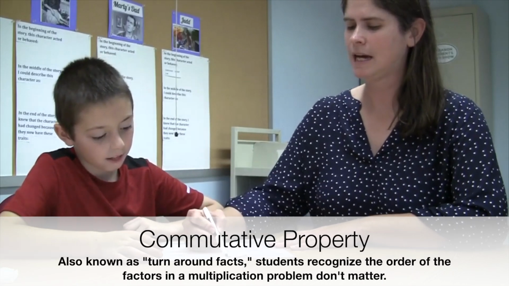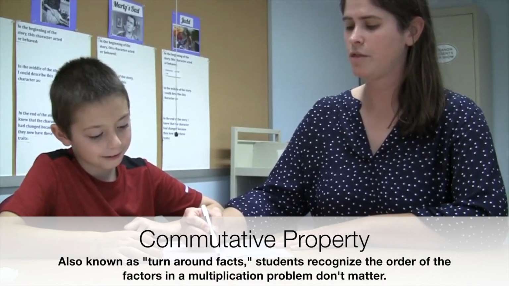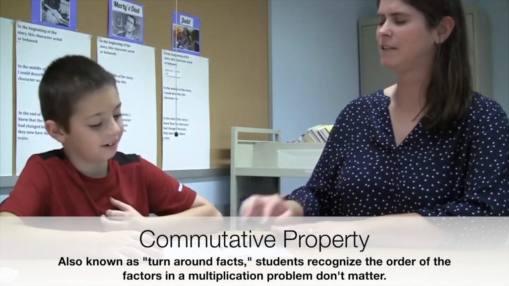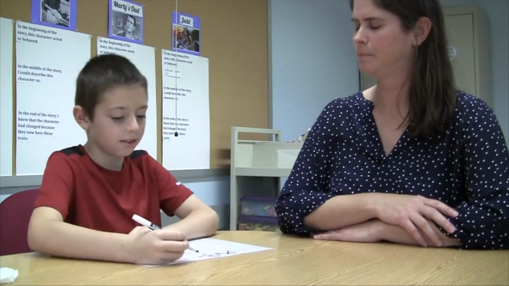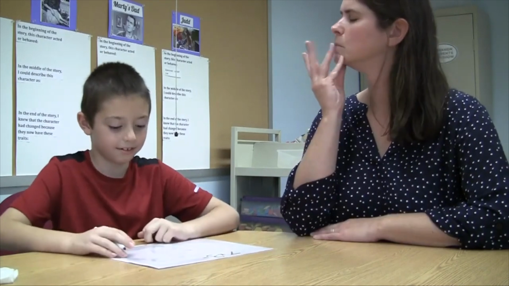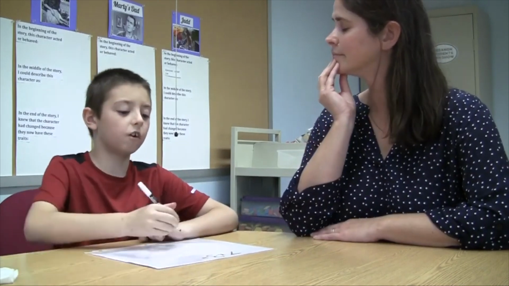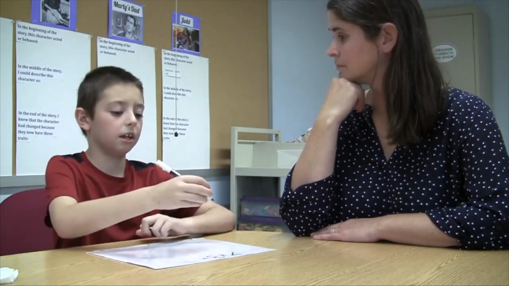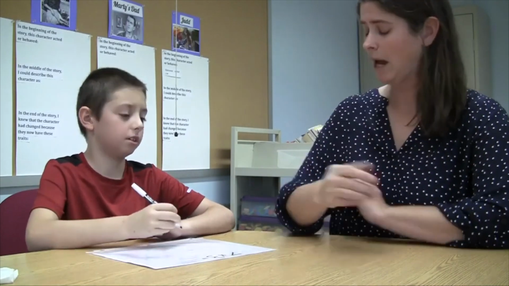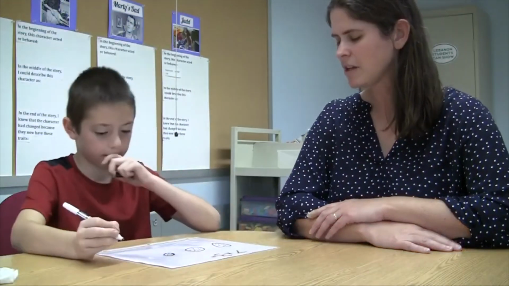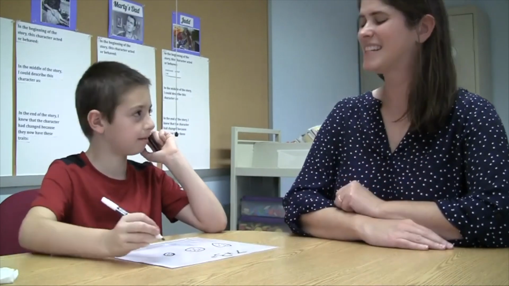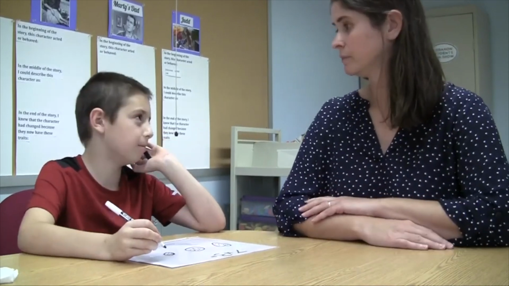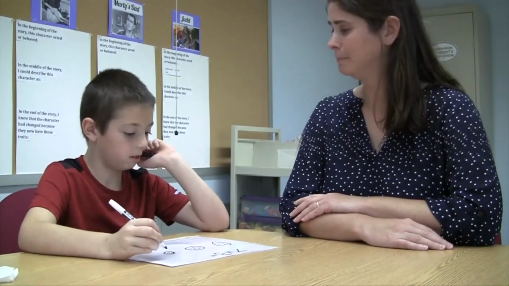7 times 3. What is 7 times 3? How could we figure that out? You can draw 3 groups, and then you can put 7 in each one. Why don't you do that? All right, now that you have 3 groups of 7, how are you going to figure out what 7 times 3 is? I can count them all together. Go ahead, count them all up.